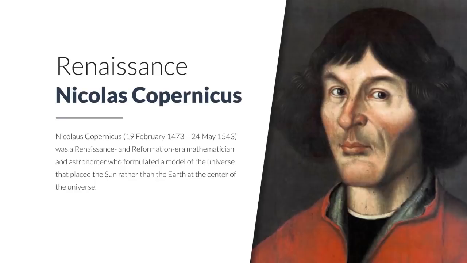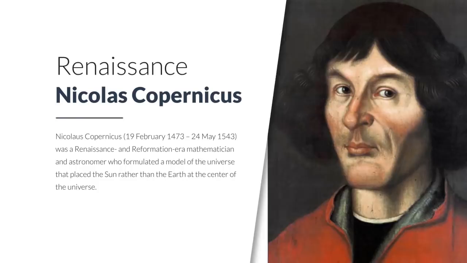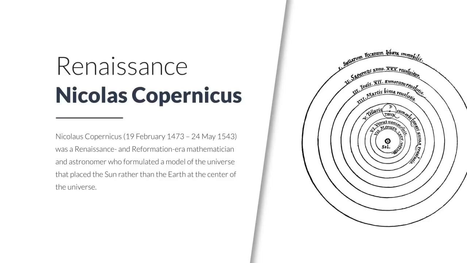But in 16th century, Nicholas Copernicus formulated a new model of universe, and in his model of universe, he took sun as the center of universe rather than earth. That model of universe is known as heliocentric model.